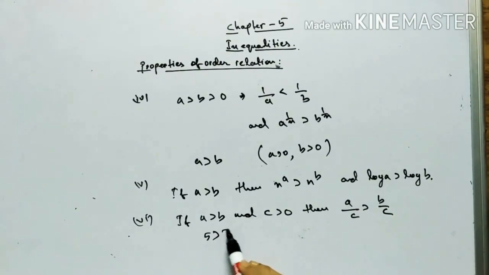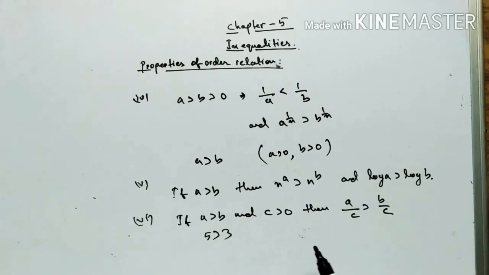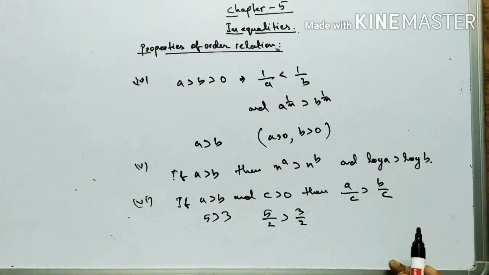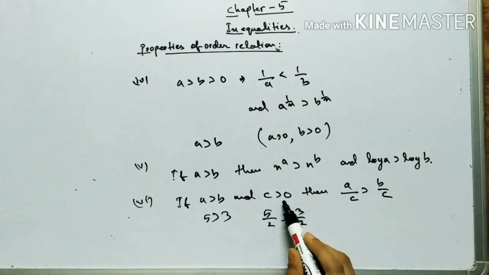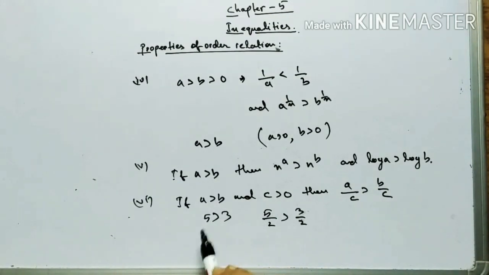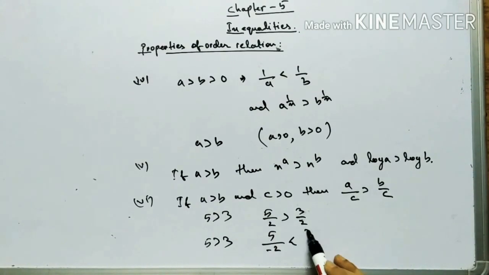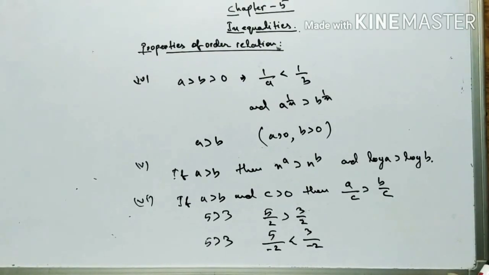That means 5 is greater than 3, and you take any positive number, let's say 2, and divide both sides. 5 by 2 will be greater than 3 by 2. But if C is less than 0, for example, 5 is greater than 3, you take a negative number and divide both sides, 5 by minus 2 will be less than 3 by minus 2. Understand?